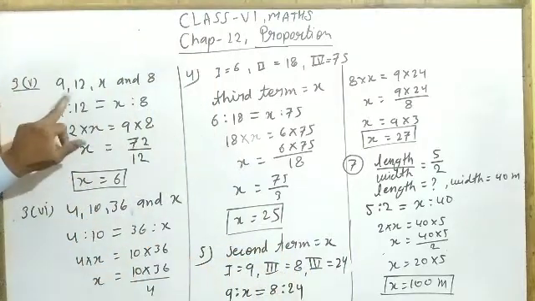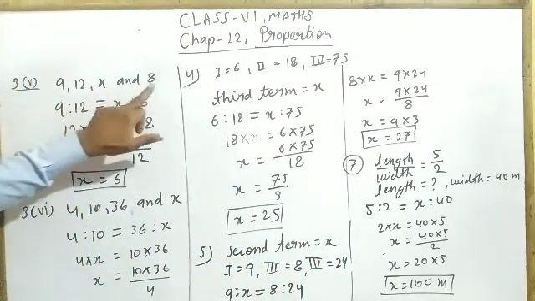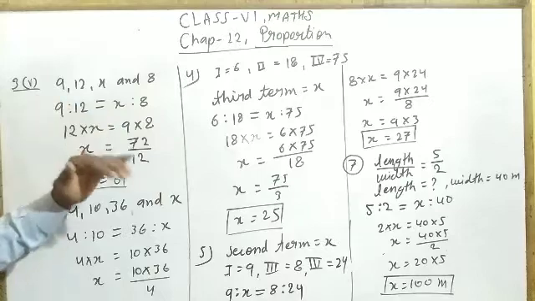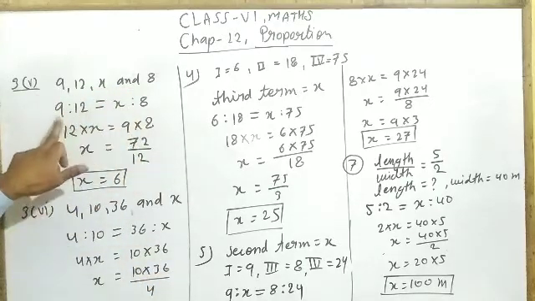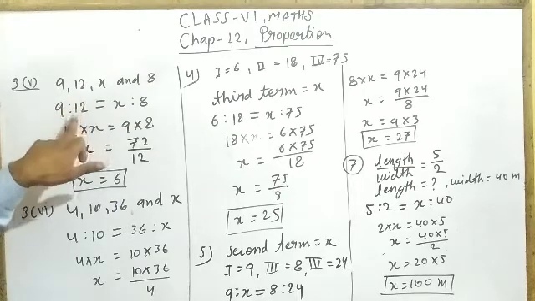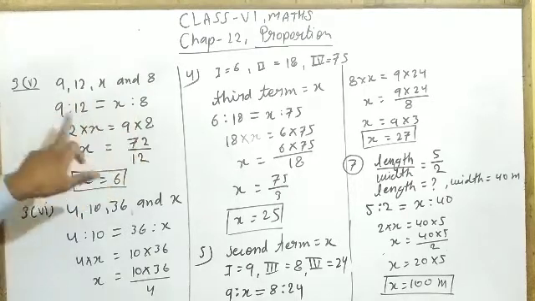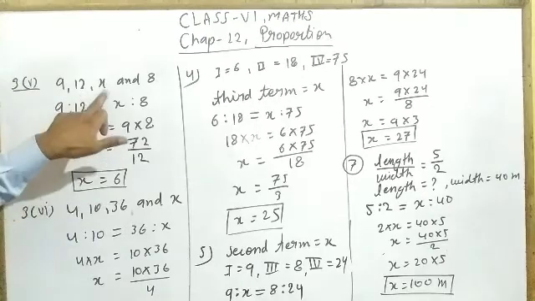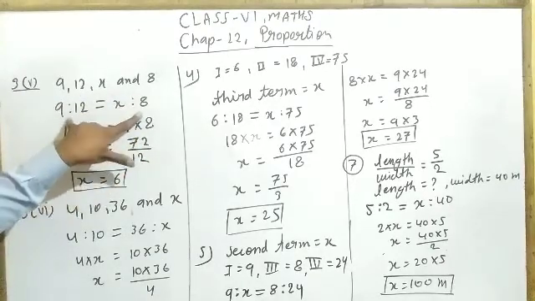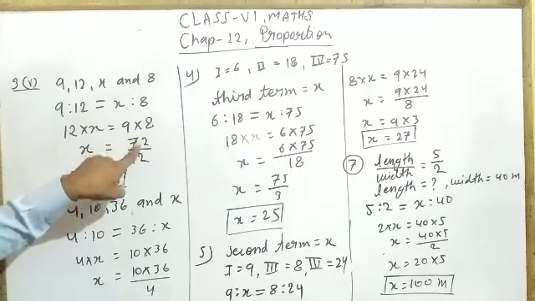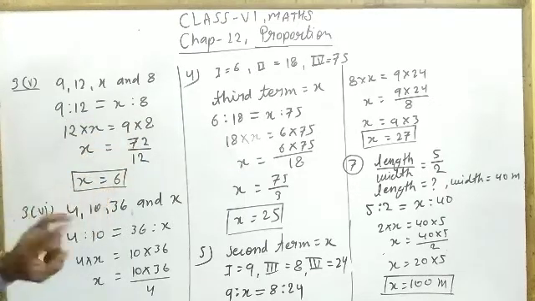The numbers given are 9, 12, x and 8. According to the question, these numbers are in proportion, so we can write these values in the form of a proportion. First term, second term, third term and fourth term: product of means equals product of extremes.